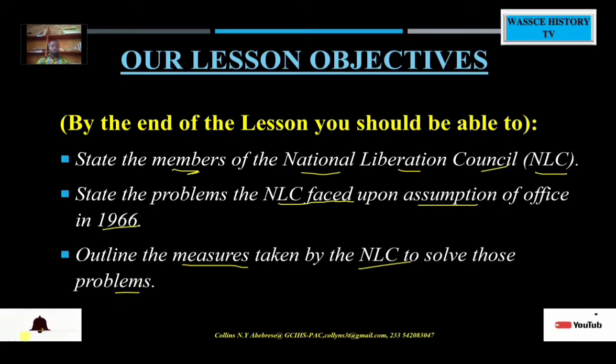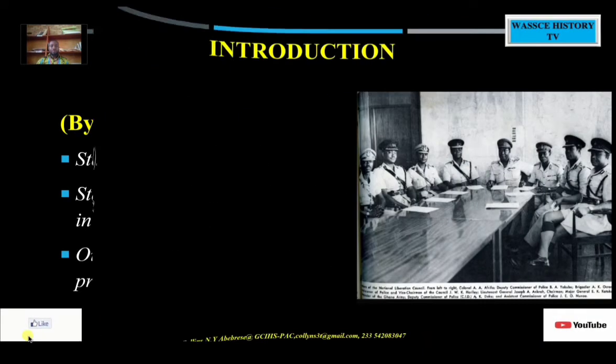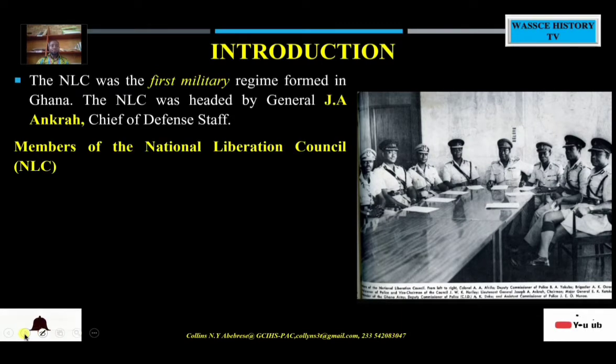Don't forget that we might not be able to finish all of that. So we will do the problems, and then in our next video, we will look at the solutions. So let's look at the introduction. The NLC was the first military regime formed in Ghana in 1966 after the overthrow of Kwame Nkrumah. It was headed by J.A. Ankrah. He was then the chief of defense staff. And so after Kotoka and the rest had overthrown Nkrumah, Ankrah was made the chairman of the NLC.